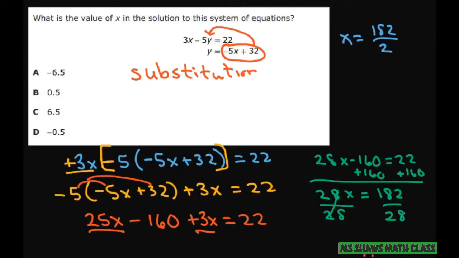You can reduce that further to make it easier. Or we can say 28 goes into 182 six times. And you have 14 left over. That gives you 6 1/2, or 6.5. So that would be your answer.